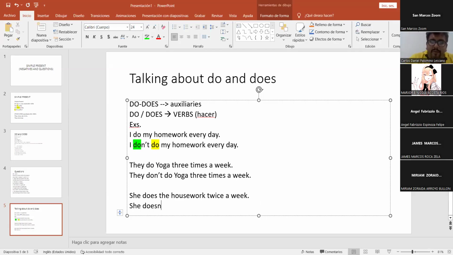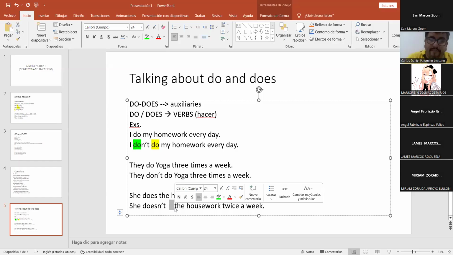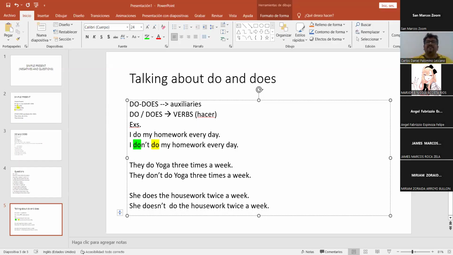¿Y qué va a pasar con mi verbo? Falta el verbo aquí. Y voy a poner the housework twice a week. She doesn't, y el verbo tiene que estar en forma base. Forma base de does, do. She doesn't do the housework twice a week.